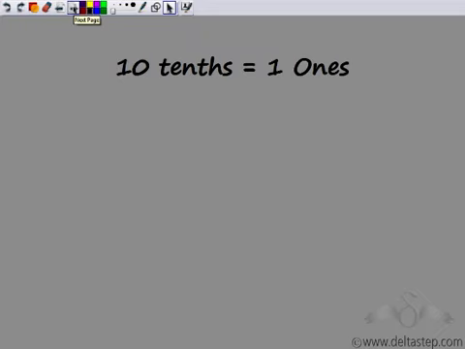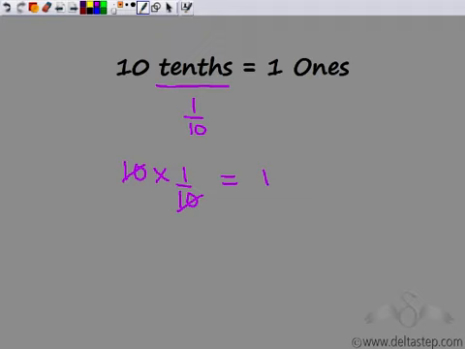Why is that so? We know the column multiplier for tens is 1 by 10. So 10 tenths means 10 times 1 by 10, which is equal to 1. Hence that is true. So what we've just seen is that if you color all the 10 tenths, then you get the entire box, which is 1.